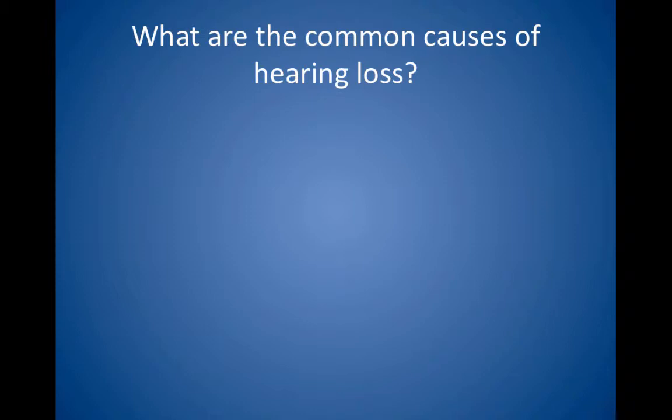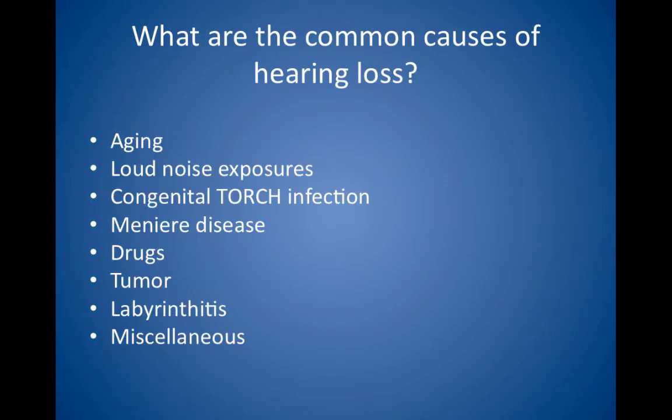What are the common causes of hearing loss? The most common cause is aging, also known as presbyacusis. Prescribe a hearing aid if needed. The history, though, may suggest other causes, such as prolonged or intense exposure to loud noise, such as work-related noise issues, congenital TORCH infection, and just a reminder that TORCH is toxoplasmosis, other infection, rubella, cytomegalovirus, and herpes virus.